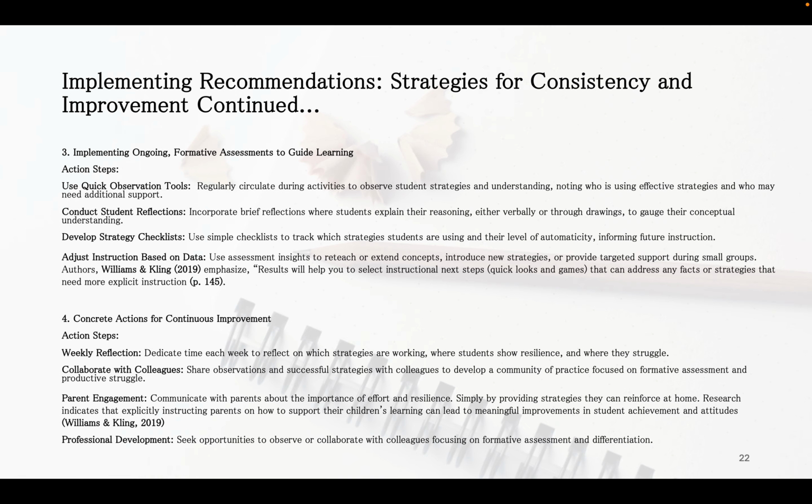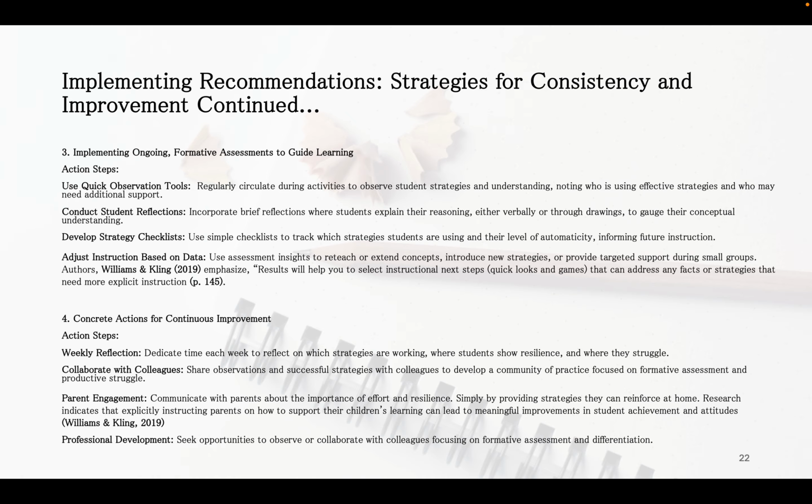Like mentioned previously, adjust the instruction based on my data: use assessment insights to reteach and extend concepts, introduce new strategies, or provide targeted support during small groups. I think that the authors in this text, Williams and Kling, really emphasize that results will help you select instructional next steps, quick looks, and games that can address any facts or strategies that need more explicit instruction. And concrete actions for continuous improvement.